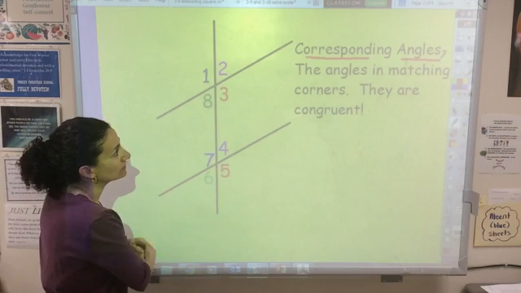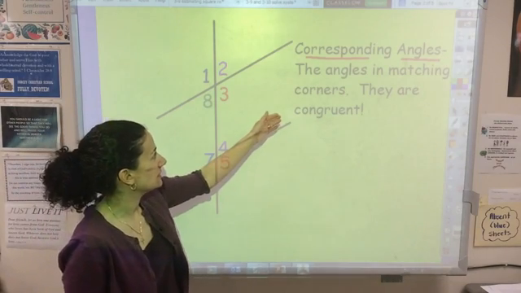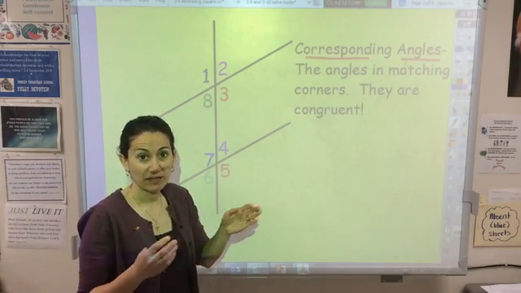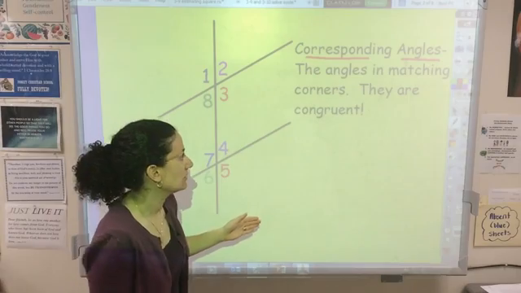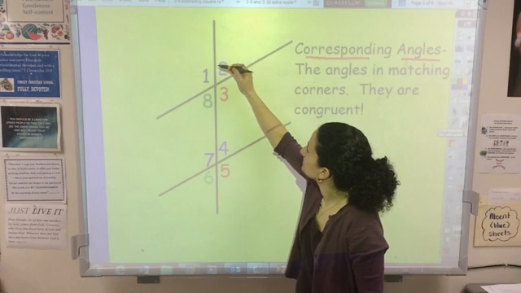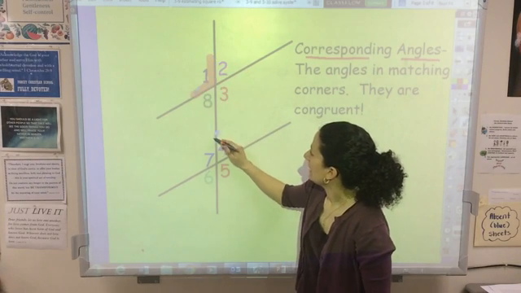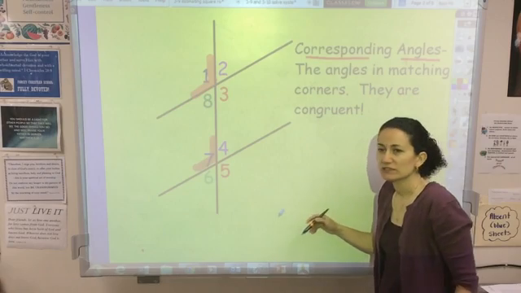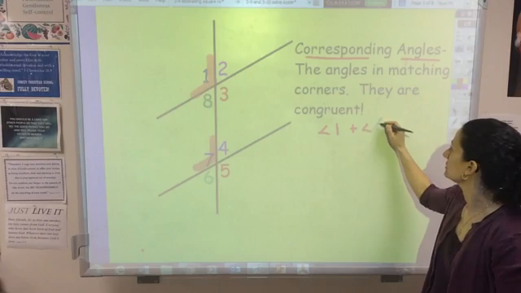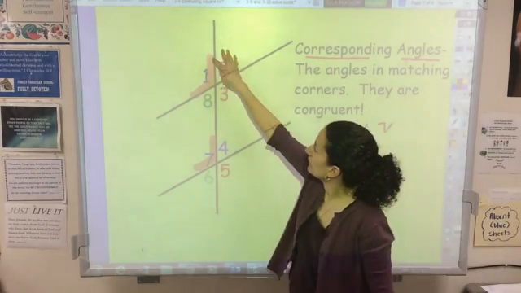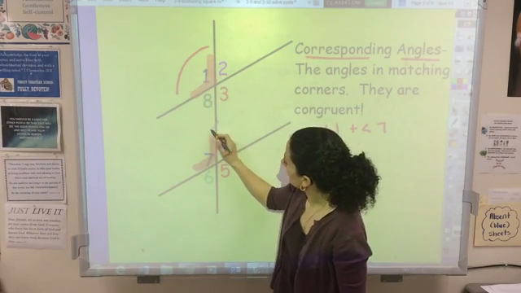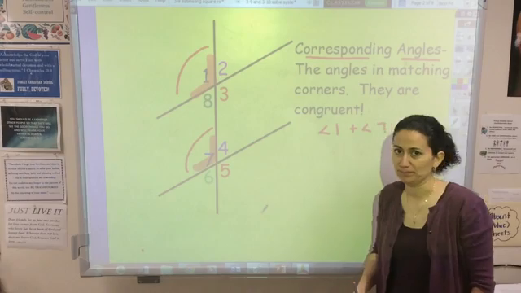Some of these angles are corresponding angles. And if you've read the definition, it says corresponding angles are angles in matching corners. And they're equal, they're congruent. Let me show you some examples in this diagram of corresponding angles. Angle 1 here and angle 7 are corresponding angles. You can write those down. Angle 1 and angle 7 are corresponding. Do you see how they're in matching corners? If I were to measure their angles, this angle and this angle would be exactly the same.